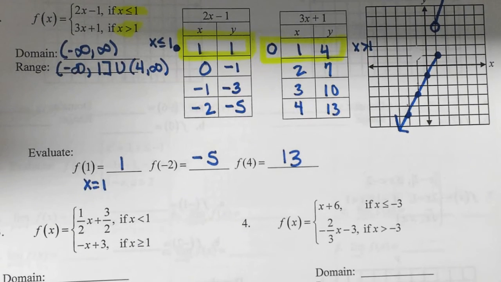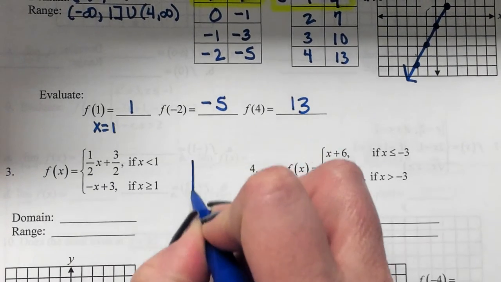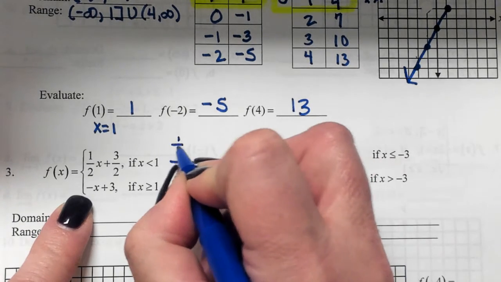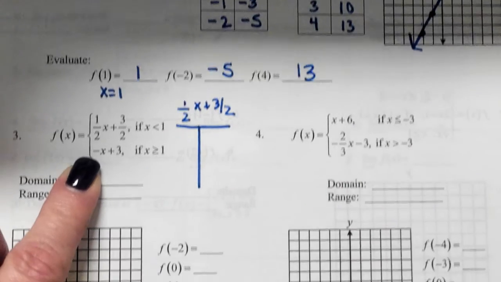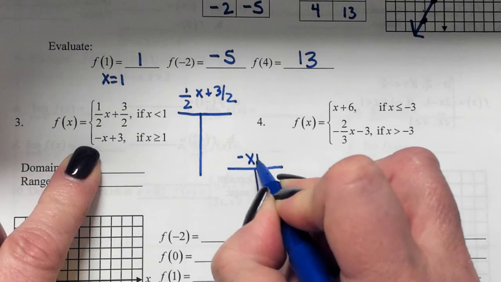Okay? So let's take a look at the next one. So like I said, when you're graphing a piecewise function, even though the tables are not given, go ahead and make a table for each part of your piecewise function. So 1/2 x plus 3/2. So there's my first table. My second table is going to be for negative x plus 3.